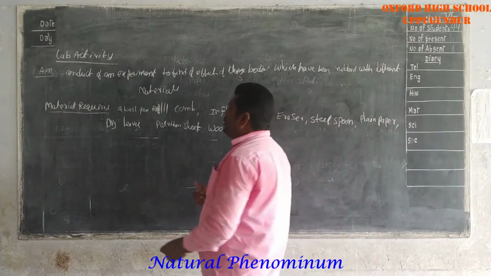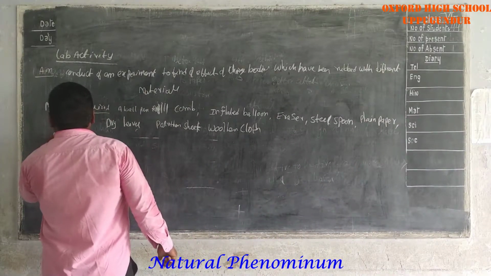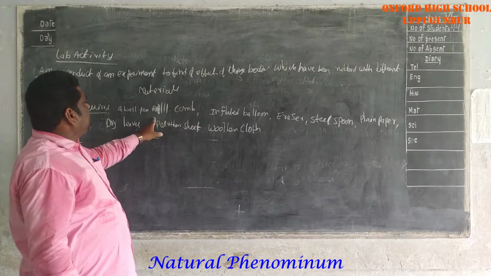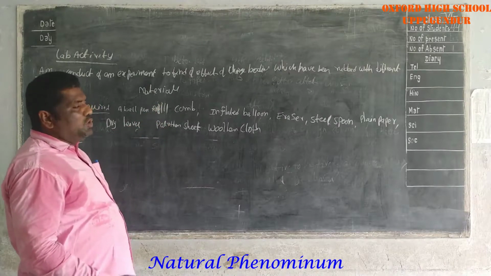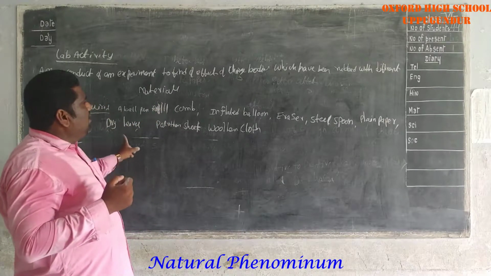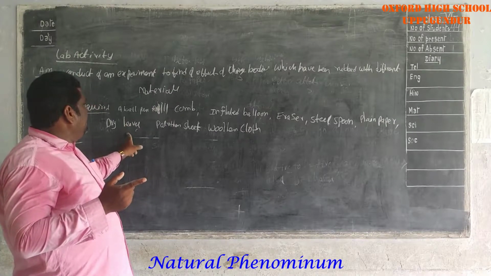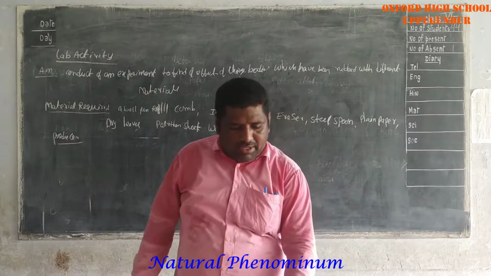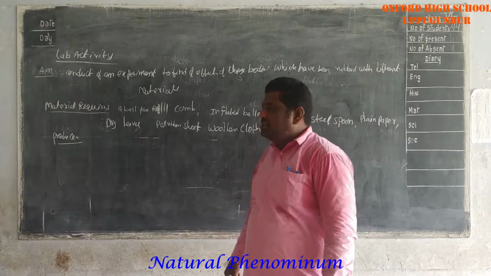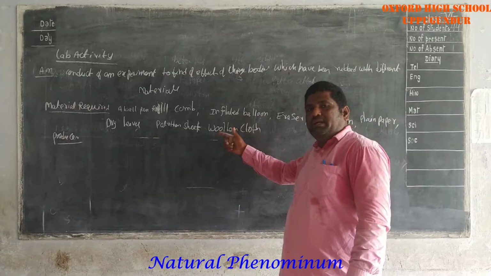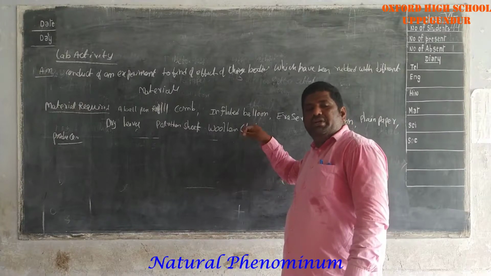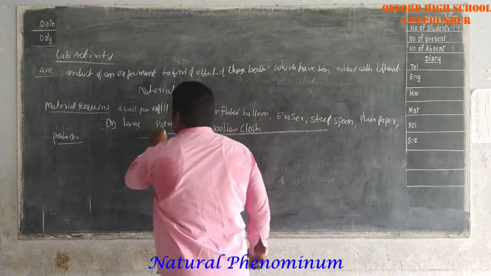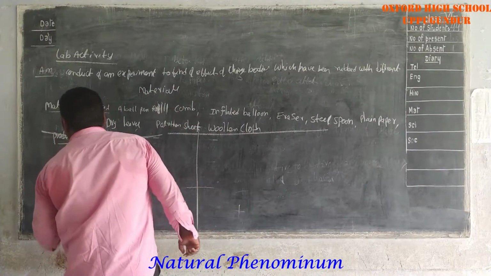Next, procedure. First of all, take the refill. This refill is vigorously rubbed with the plain paper, dry leaves, polythene sheet and woolen cloth. What happened immediately? Some materials immediately attracted the pieces of paper and some materials did not attract them. Next I will write the table. This is the table.